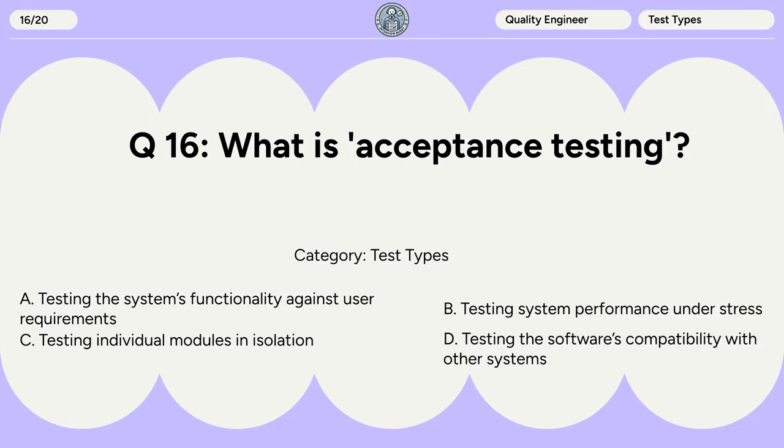Question 16. What is acceptance testing? A. Testing the system's functionality against user requirements. B. Testing system performance under stress. C. Testing individual modules in isolation. D. Testing the software's compatibility with other systems.